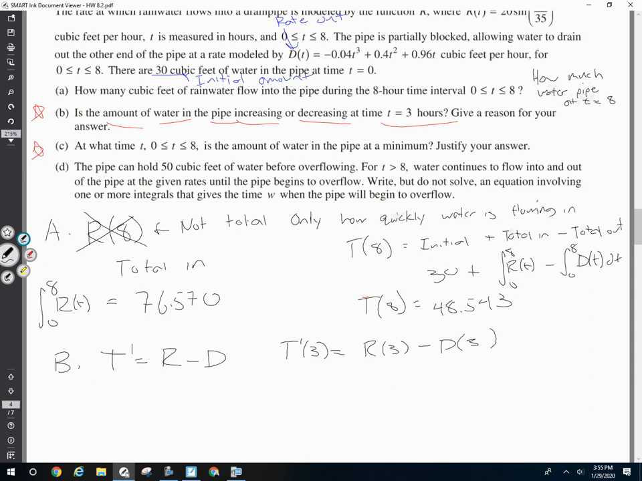It is now that we don't need the integrals. We want to use the rates. The rates are the derivatives. You should get negative 0.313. You should try and get this value yourself. And if you're confused, just ask a neighbor, please. Ask me. I'm here to help.